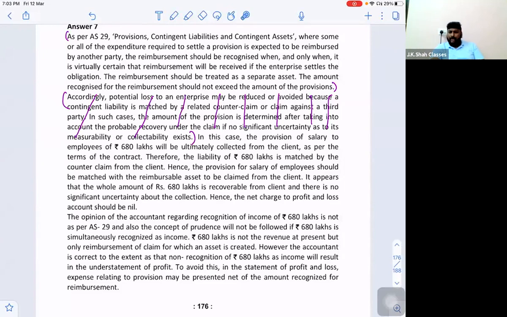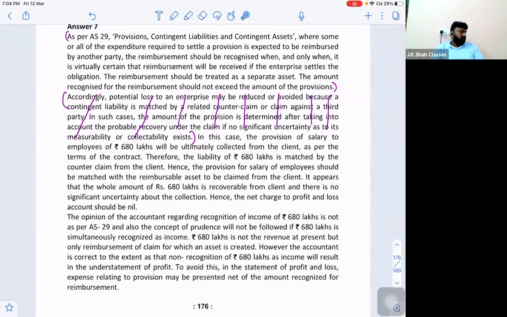Right? Because you cannot record the revenue today because you have not yet billed your client. And before billing to the client, you cannot technically record a revenue. But you can definitely record a reimbursement claim. Because as per the contract, you are going to take a reimbursement from the client of the entire 680 lakhs.